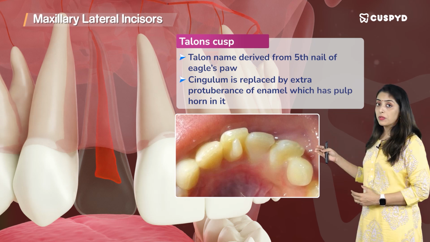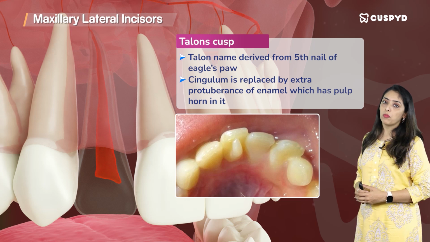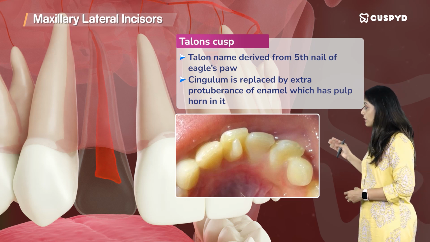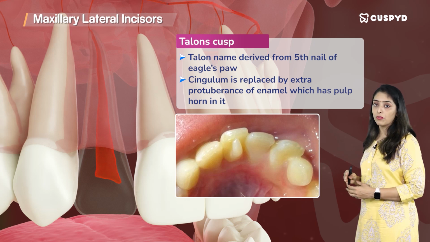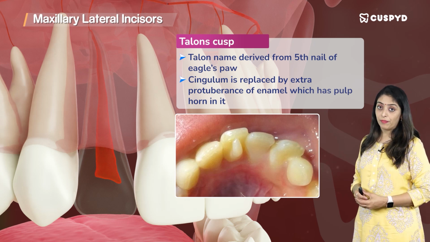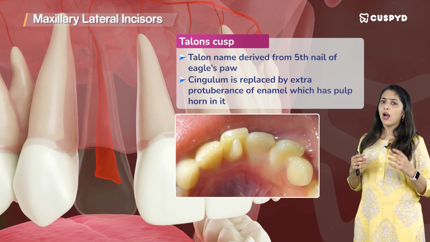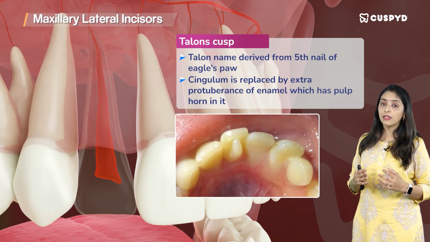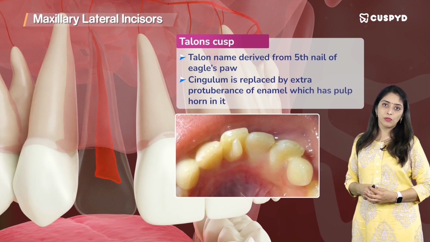Now, this protuberance, because it is so well developed, sometimes will also have a pulp horn in it. And if this protuberance develops a caries between the protuberance and the lingual fossa, then you can again have the pulp getting involved very early. Now, do you see why you need to know the pulpal morphology and how you can comfortably analyze what the morphology must be by just looking at the shape of the tooth?